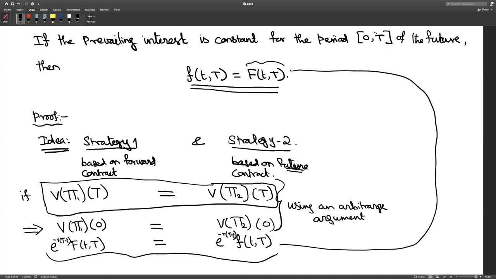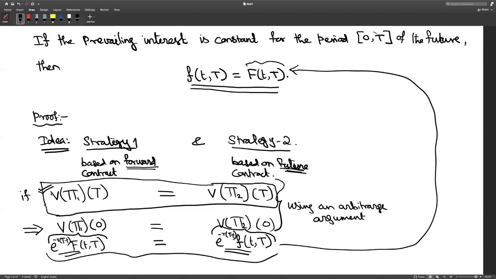That is the idea. So again, I will repeat. You have to build two portfolios, Pi 1 and Pi 2, one based on the forward contract and another based on the future contract, in such a way that their initial value, that is the money initially spent to build the portfolio, is something like this for the forward and like this for the future. And you have to build these portfolios in such a way that the final value coincides.